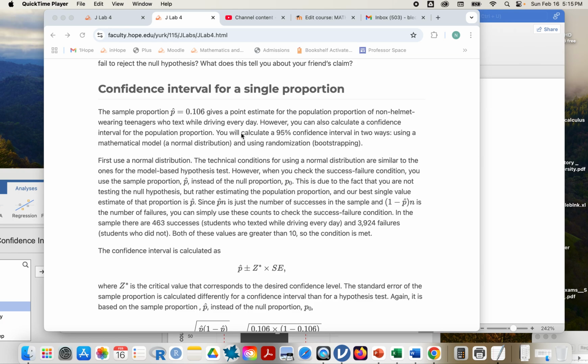All right, so we have the sample proportion p hat, which is 0.106. And we have this confidence interval. We're going to do the 95% confidence interval. Now, just a footnote: if 5% is the default level for hypothesis testing, 95% is the default level for confidence intervals. We're going to use a mathematical model to do this, as well as randomization or bootstrapping.